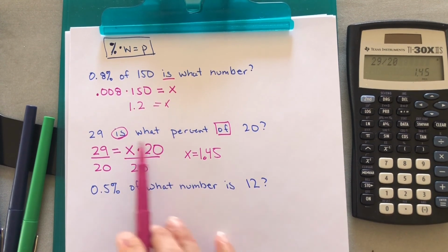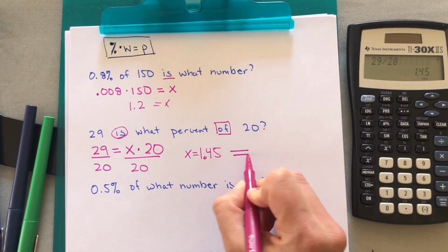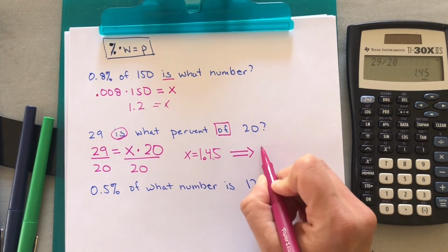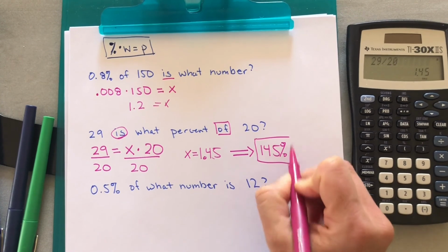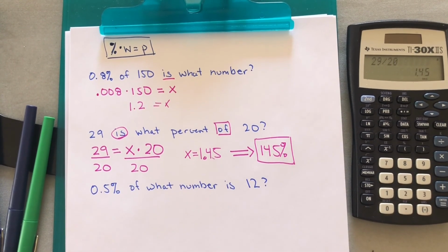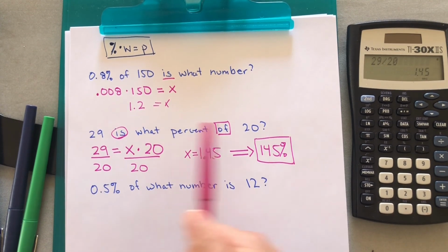But we need to write that as a percent. So if I multiply by 100, that's 145%. So 29 is 145% of 20, which again is a reasonable answer because the part is greater than our original whole. And finally, 0.5% of what number is 12?